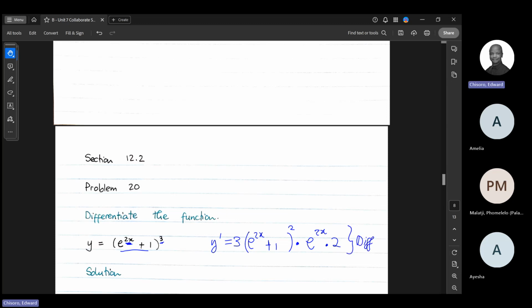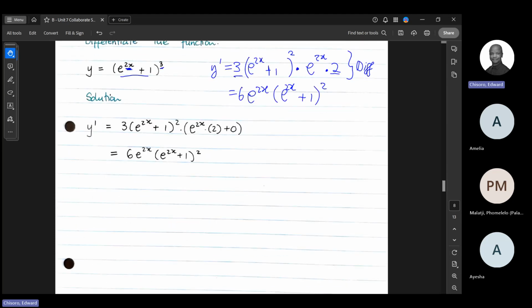Obviously, you would multiply the 2 and the 3 to get a 6. And I normally like to write the e to the 2x first. So e to the 2x, and then I'll write the bracket e to the 2x plus 1 to the power 2. And we'll see that's where we end up there.